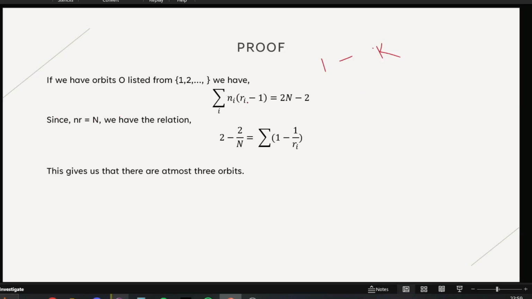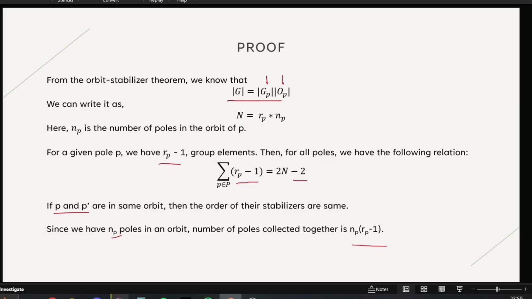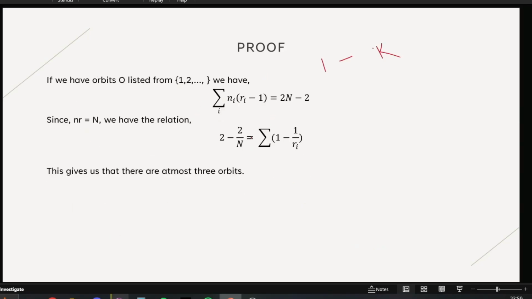n times r is capital N, because from the orbit stabilizer theorem we get the capital N, and then finally we get capital N minus small n is equal to 2. So we divide both sides by the capital N, that is the order of the bigger group. Then we finally get this relation, that 2 minus 2 by n is the sum of 1 minus 1 by ri. Here I have claimed that this gives us that there can only be at most 3 orbits.